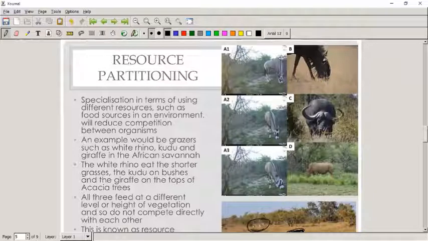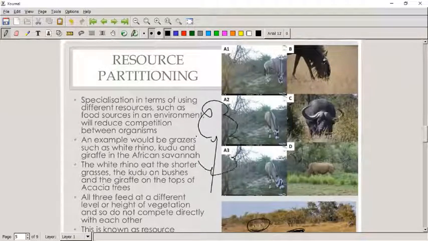We also find the same with giraffe and the white rhino. If we take a look at any tree, the giraffe will eat from the top parts of the tree, while the rhino, and I'm not very good at drawing rhinos, but I'm not very good at drawing anything, will eat the bottom part of the tree, the white rhino.